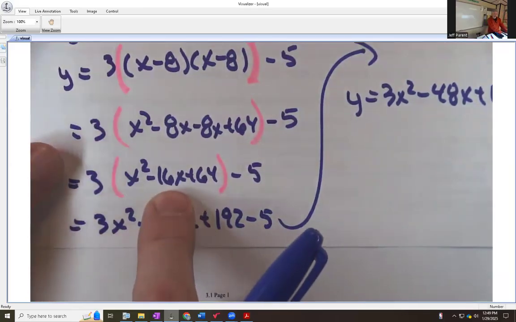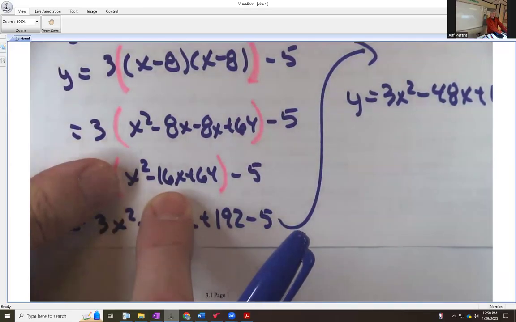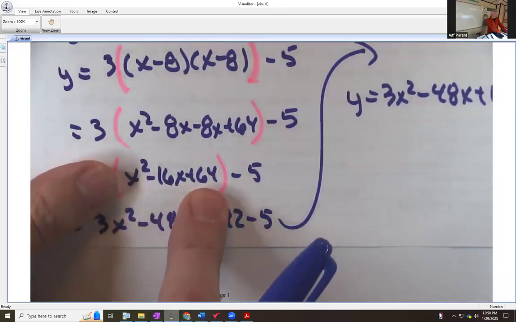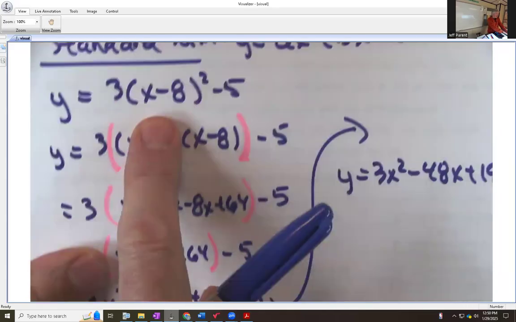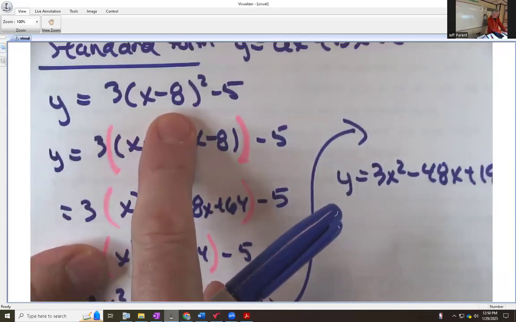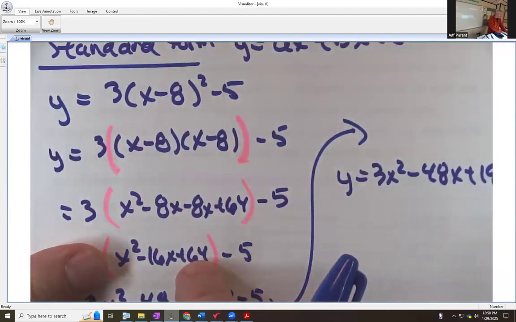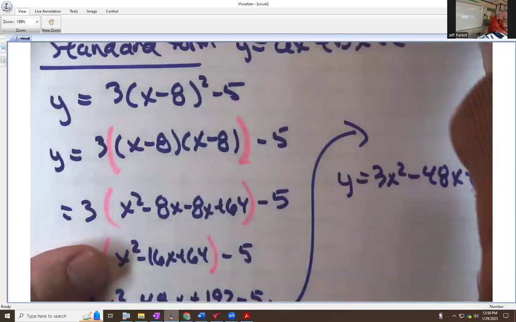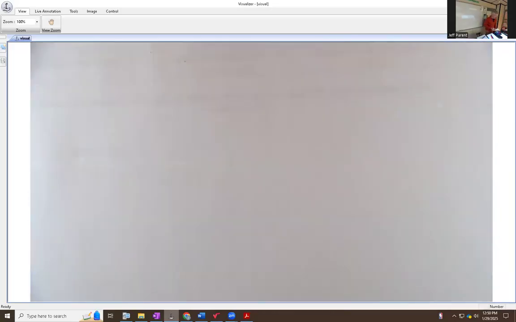Take a look at this term here in the parentheses. X squared minus 16x plus 64. Where did I get this? That originally came from x minus 8 squared. We're going to have to be able to reverse engineer things. We're going to have to be able to go from something like this to something like this. So let's remind ourselves some of that work. So this is completing the square.